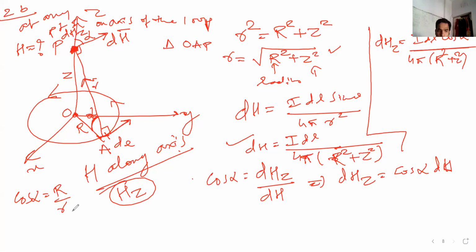Capital R by small r. But what is small r? Small r is under root r square plus z square. So this will be I dl. Okay, cos alpha. Cos alpha is what?